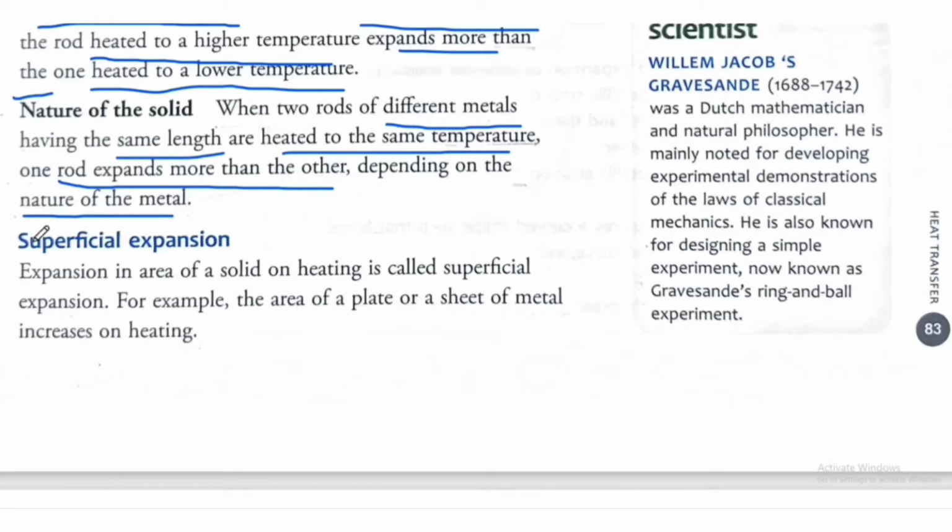Students, the second type of thermal expansion is superficial expansion. Superficial expansion of a substance occurs in its area. And students, area means what? Increase in length and breadth. So when a solid expands in length and breadth on heating, that is called superficial expansion. For example, the area of a plate or a sheet of metal increases on heating.